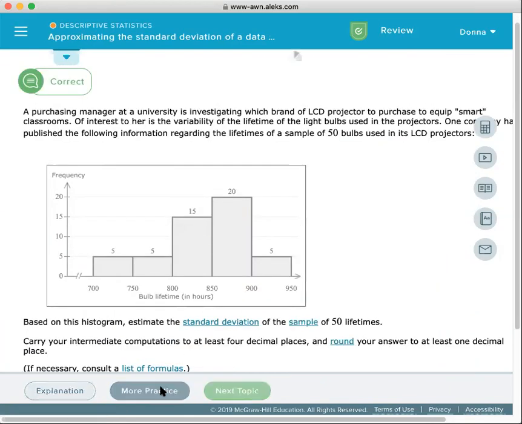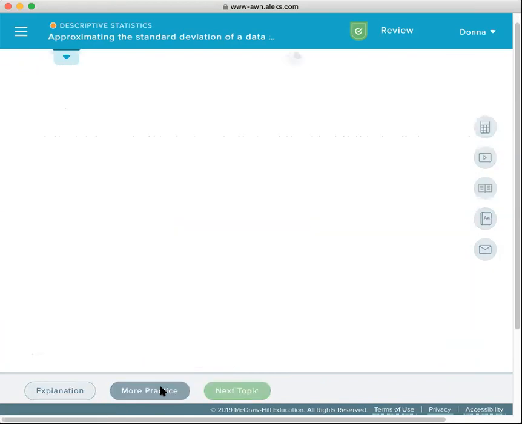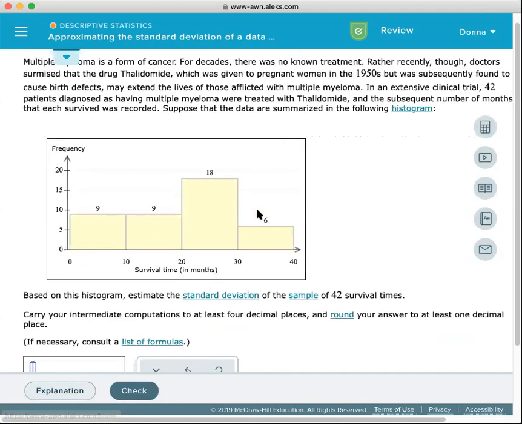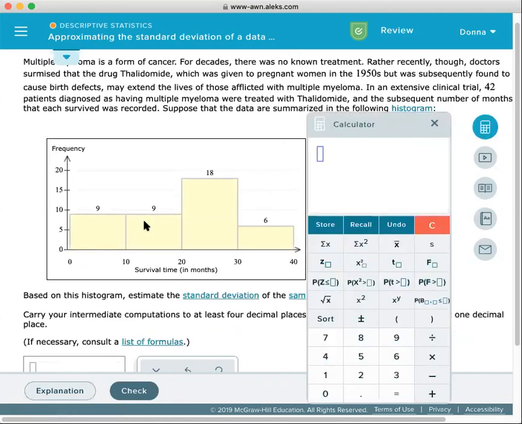All right, let's do one more real quick. All right, so the first thing we need to do is find the mean. So it's going to be 9. That's the first frequency, and halfway between 0 and 10 is 5. Next frequency is 9. And then to get the next midpoint, I'm going to add the width, and from 0 to 10 is 10. So add 10 to 5 and you get 15. Or you can visually see that 15 is halfway in between 10 and 20.